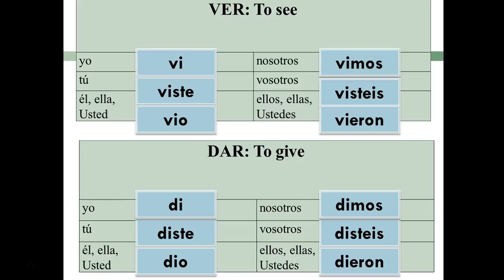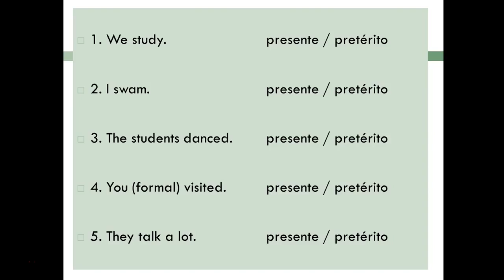Again, ir and ser are kind of like identical twins because they have the exact same conjugation. Ver and dar are like fraternal twins because everything is the same in the endings, but the first letter is the only difference. So they're almost the same, but not really. None of these 4 have accents.